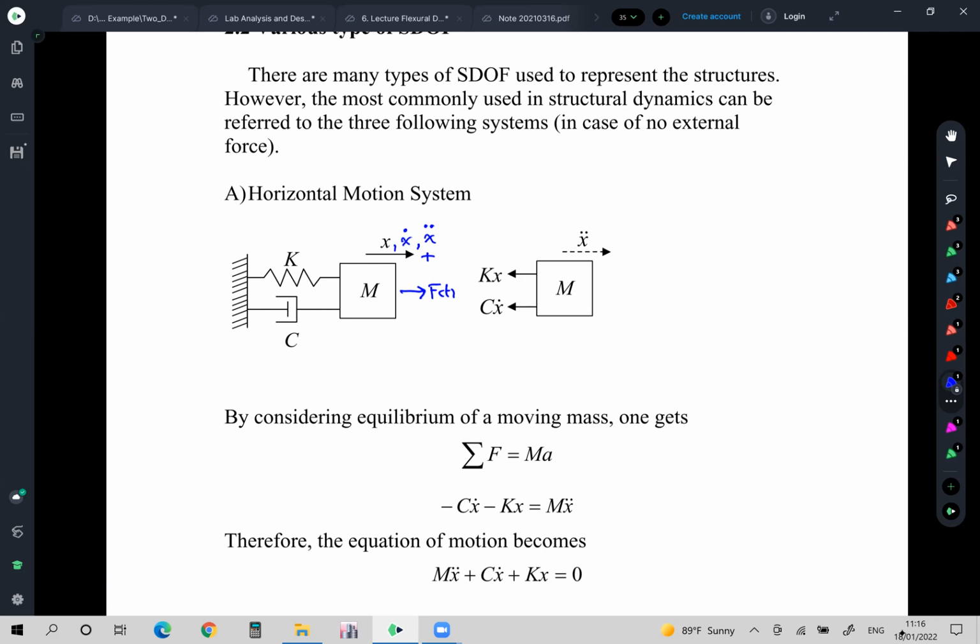And once you define the degree of freedom like this, let's do the force equilibrium by just cutting. I cut the spring, I cut the dashpot. Oh, this one is the spring, right? You know, but this one is called the dashpot.